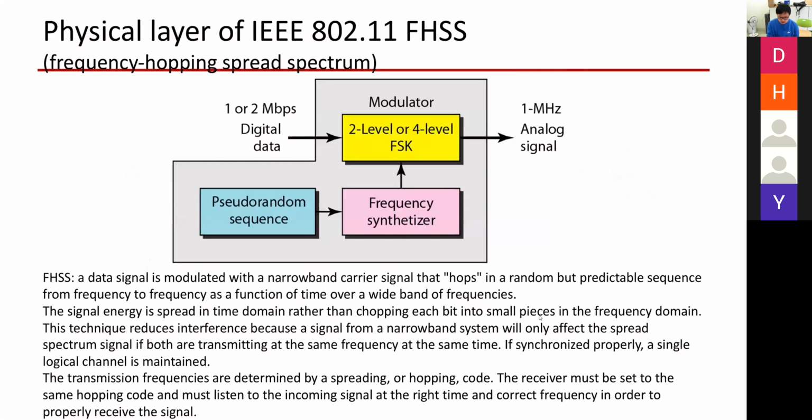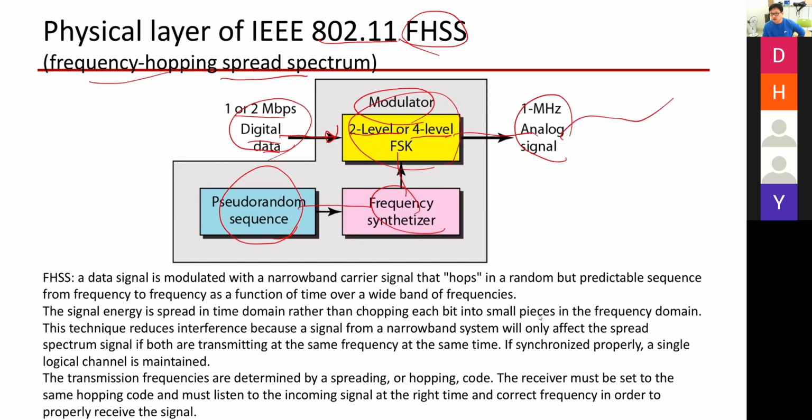The physical layer of 802.11 FHSS, frequency hopping spread spectrum, works like this: there is a digital signal at 1 to 2 mega, meaning your actual messages. We sometimes call it the baseband signal. That baseband signal is modulated to 2 level or 4 level. We need to do this because we have to add redundancy, and also add levels of communication. You remember the baud rate, right? Then random sequences and a synthesizer mix it together, then transmit it as an analog signal.